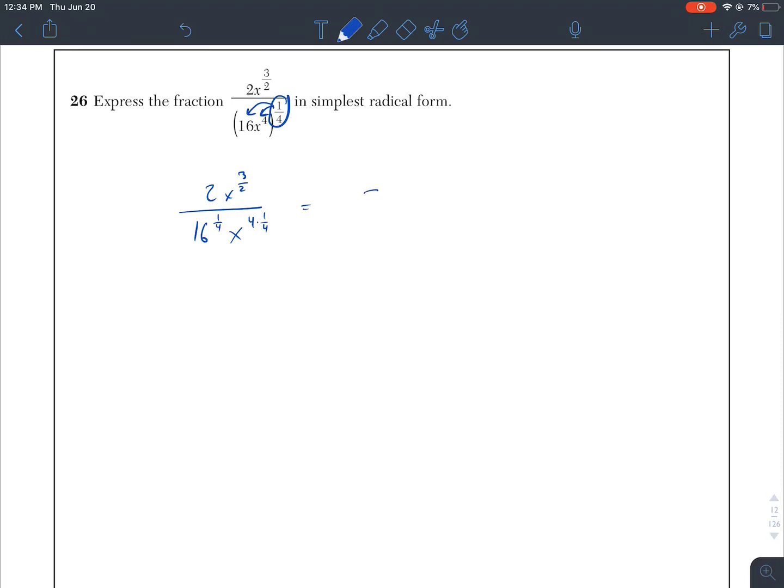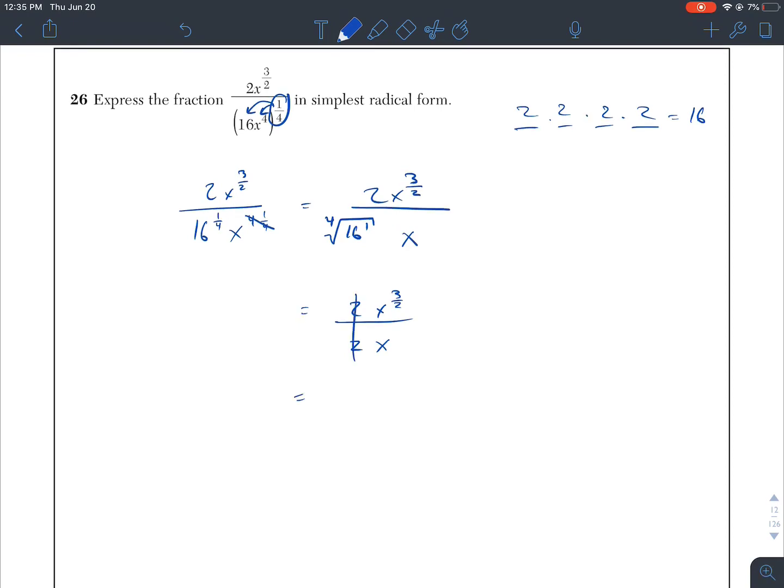This gives us 2x to the 3 halves. The 1/4 power is really the 4th root of 16 to the 1st. 4 times 1/4, that gives us just x. The 4th root of 16 is what number times itself 4 times gives us 16? And if you check it with 2, that works. So this gives us 2x to the 3 halves divided by 2 to the x. Or 2x, not 2 to the x.